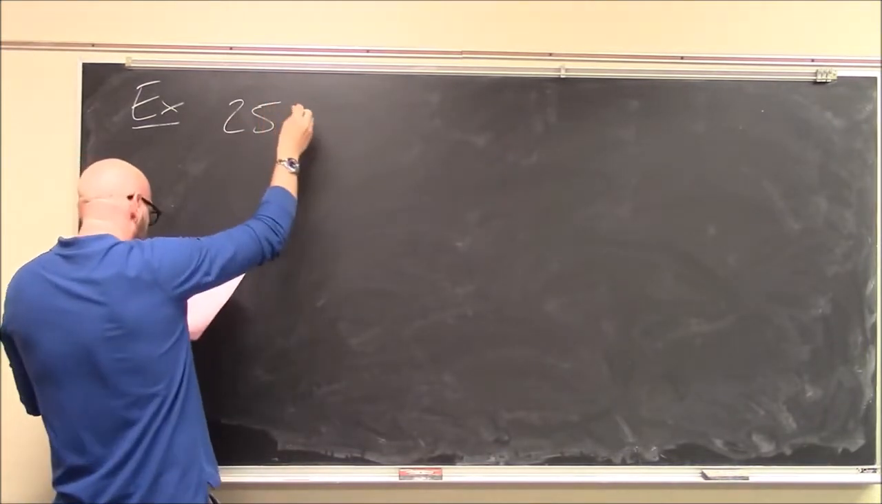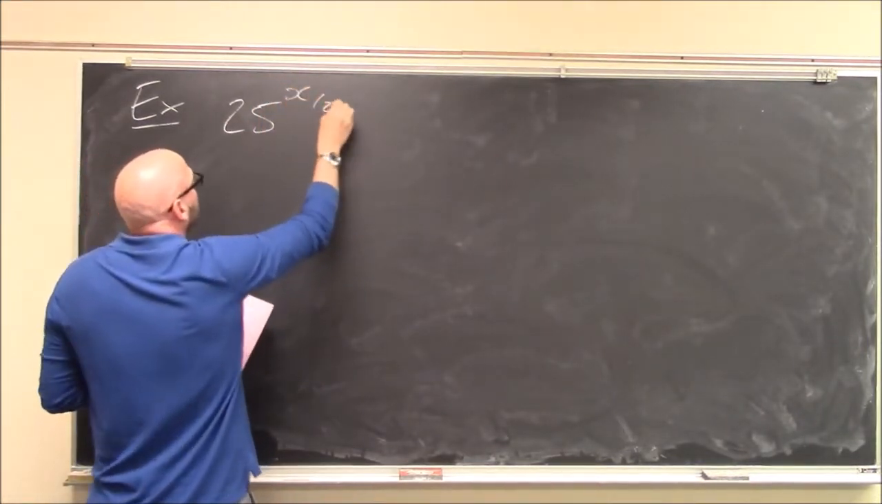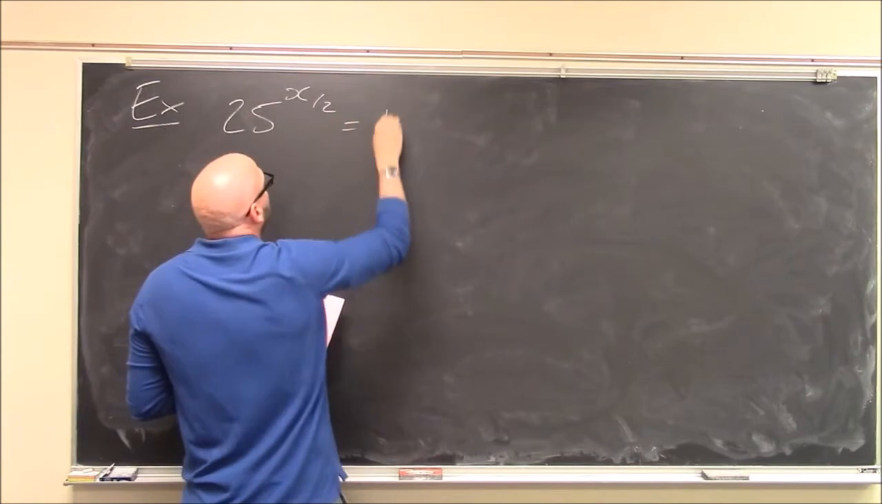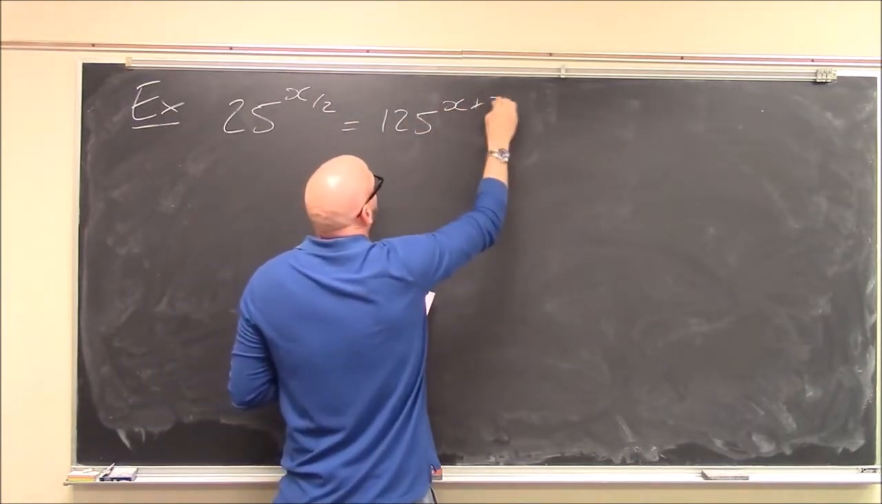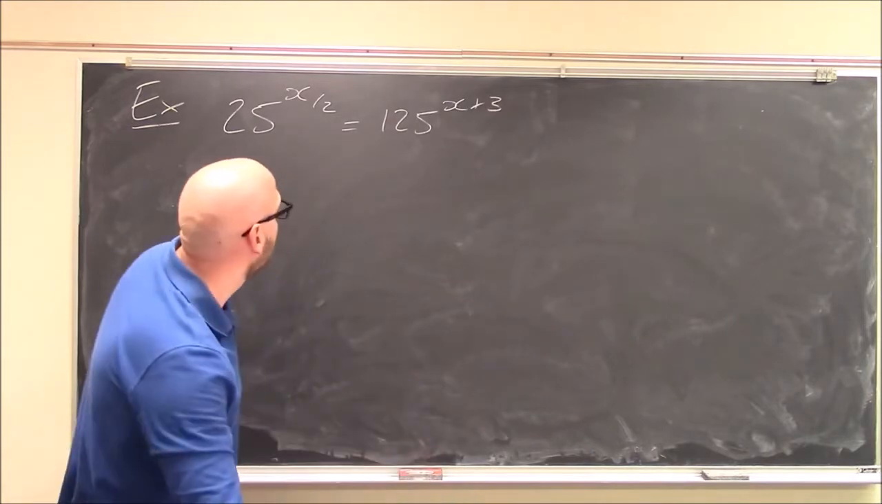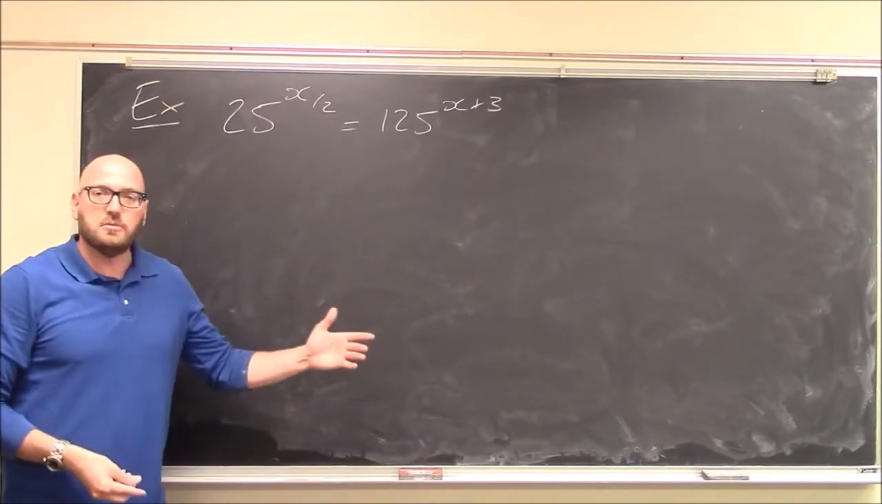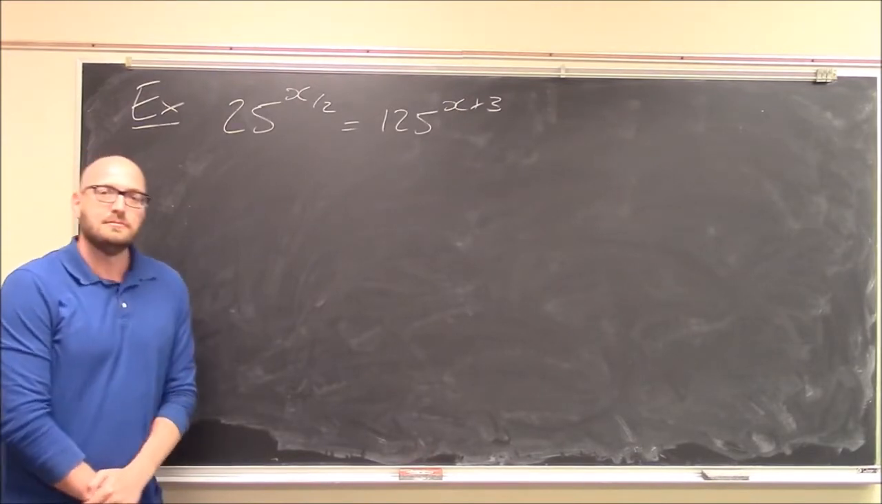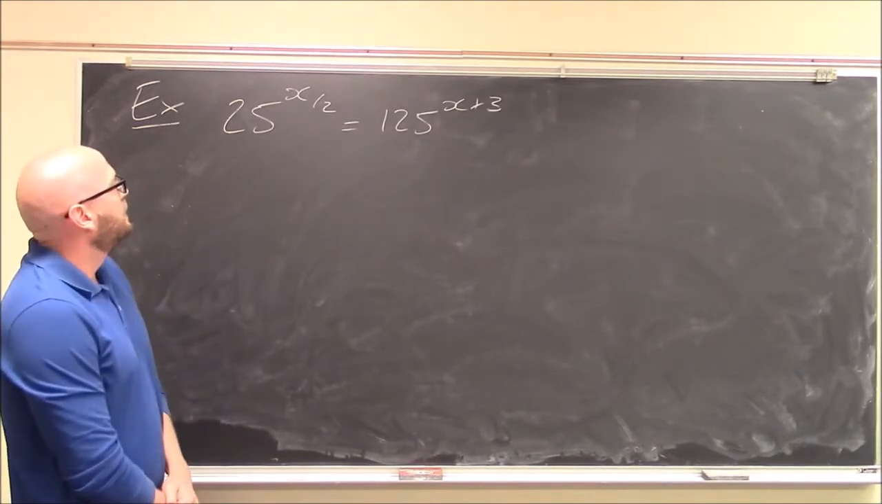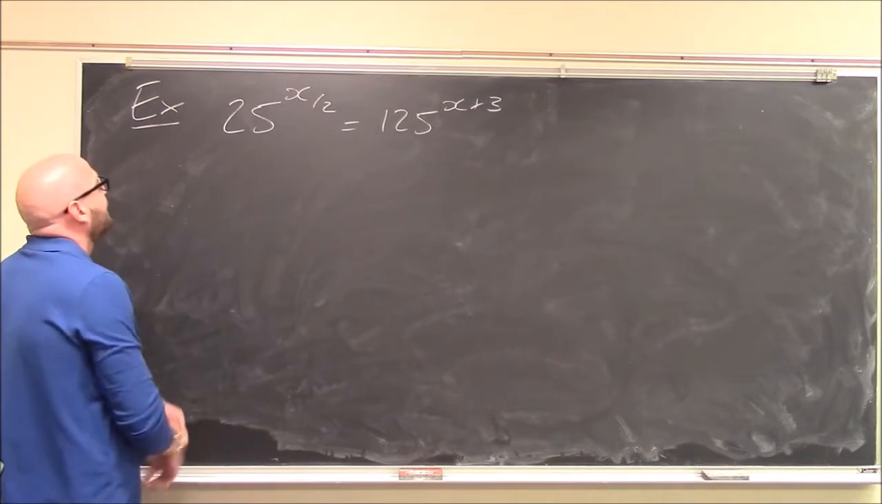Alright, 25^(x/2) = 125^(x+3). Stop the video here. Try to solve this exponential equation on your own. And when you come back, I'll solve it.